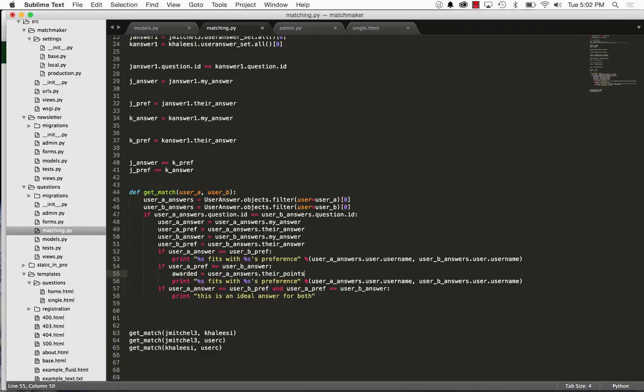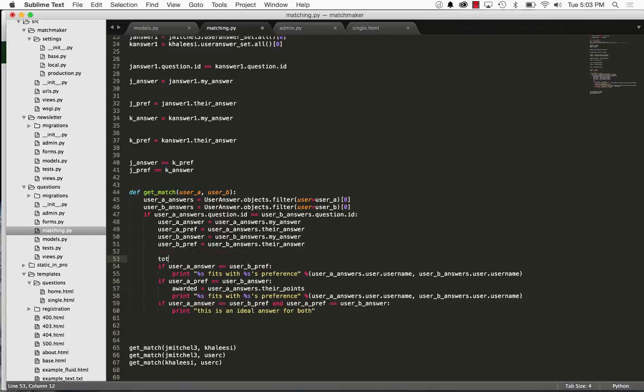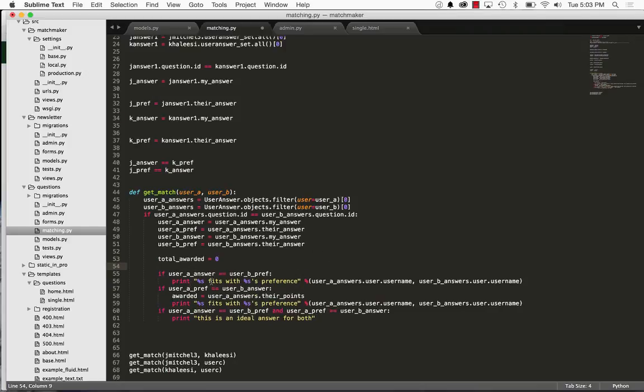But that also means that there's going to be a total amount of points out there somewhere, but we'll worry about that later. So I'm going to add total awarded though. So up here, I'm going to say total awarded equals 0. Right? And then this is going to give us awarded. So after that, I'll print out total awarded, and we'll see what this is.